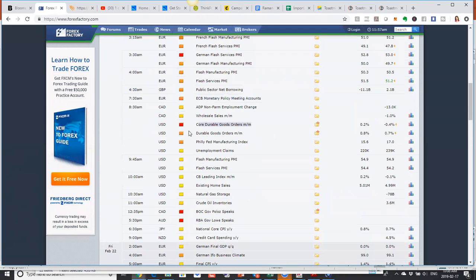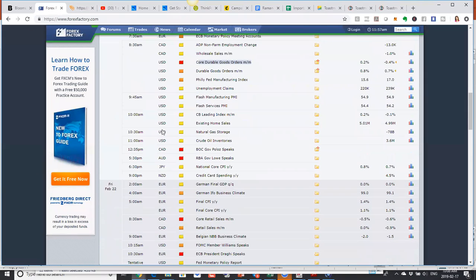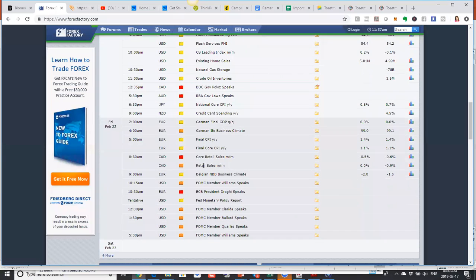And then in the New York session, we have core durable goods orders. Again, this will be important. And then again, oh my God, lots of central banks this week. We have Bank of Canada Governor Poloz speaking, Reserve Bank of Australia Governor Lowe speaking. So tons of central bank activity this week. So when this happens, because we are going through this interesting time right now, because things are changing with the trade wars and things like that going on.